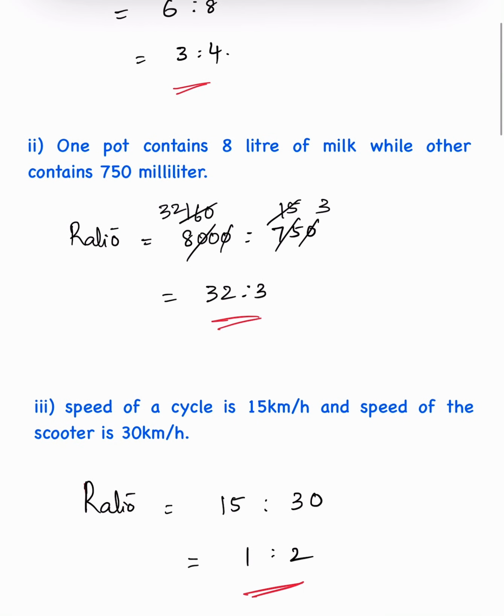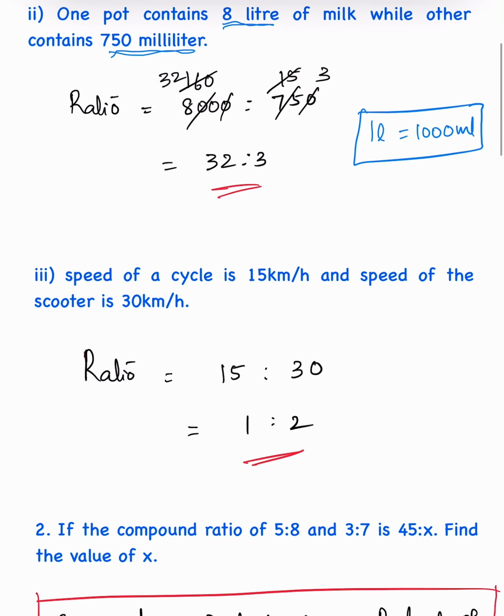One pot contains 8 liters of milk while the other contains 750 ml. So we know that 1 liter equals 1000 ml. Because one quantity is in liters here and the other is in ml, we have to convert both of them into milliliters. So the ratio becomes 8000 is to 750 because 8 liters means 8000 ml. So 8000 is to 750, which is equal to 32:3.